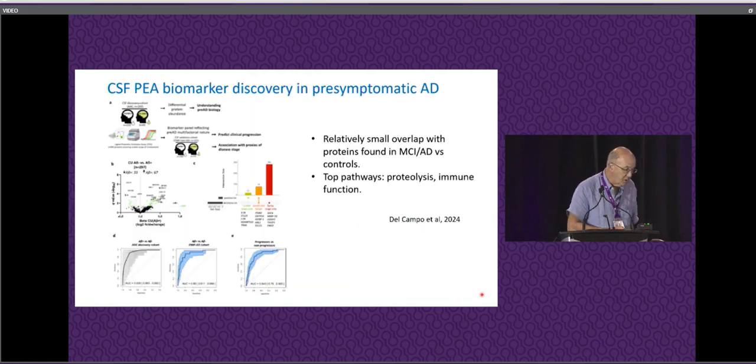So a similar study was done looking at people who were amyloid positive versus amyloid negative, again by CSF, during a pre-symptomatic stage. And again, the same sets of biomarkers were probed, and there was some overlap with proteins that were found in the comparison of MCI and AD versus controls. Relatively small overlap, but some pathways did overlap. In particular, proteolysis and immune function had at least similar kinds of markers with some overlap.